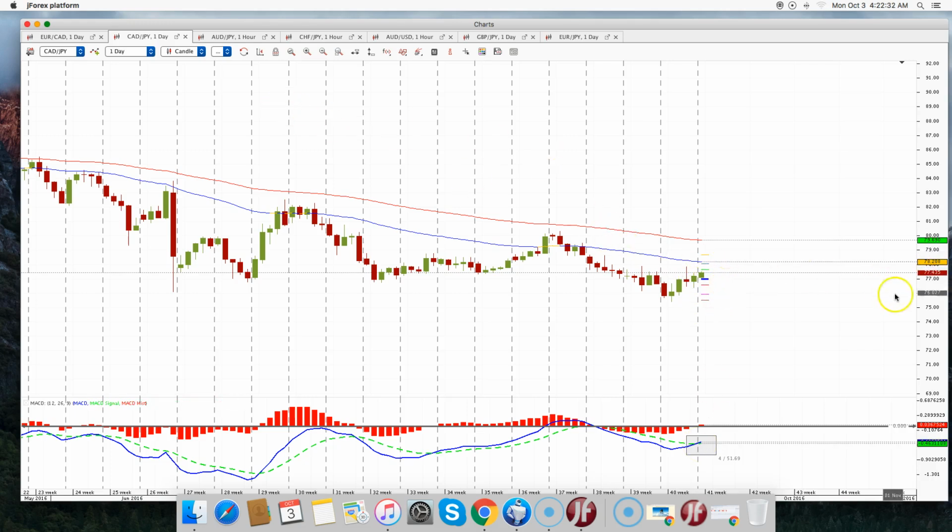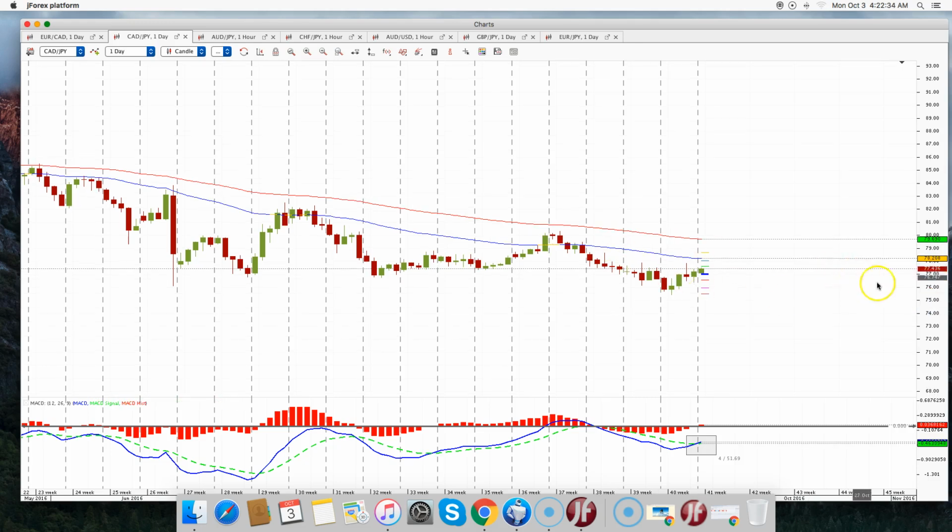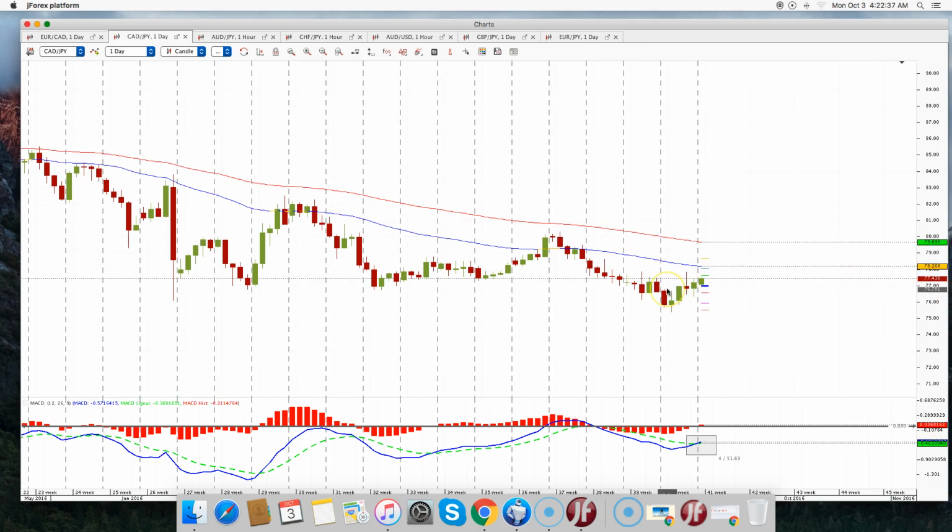The overall direction of Canadian yen is to the downside, but I'm looking for any retracement trade that I can take and exit for maybe 40 or 50 pips. So that's the daily chart. I've got my first sign.